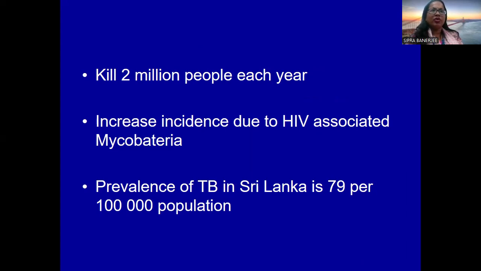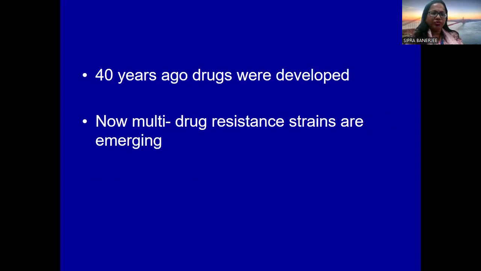Like this, TB can be found in tropical areas, subtropical areas, humid areas, in malnutrition, low income countries, and immunity-deprived persons also. The drugs were developed 40 years ago, but now different new multi-drug resistant strains are emerging. That means some tuberculosis bacteria are not dying with the normal drugs.